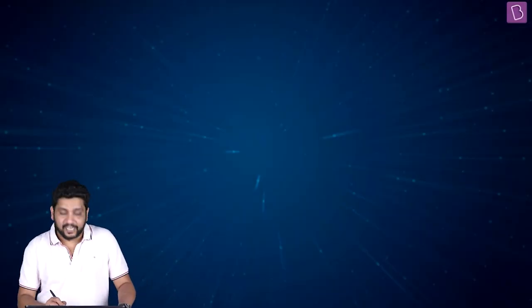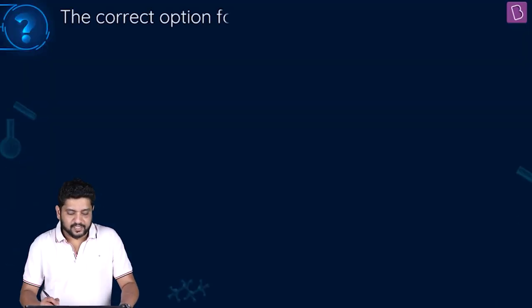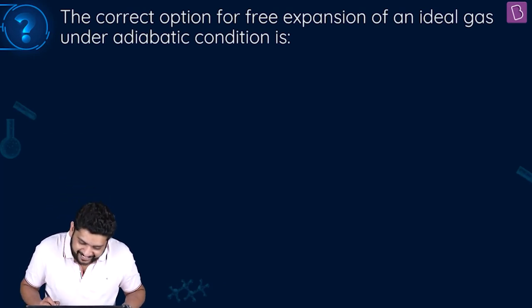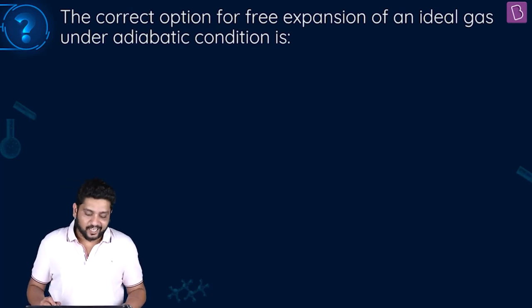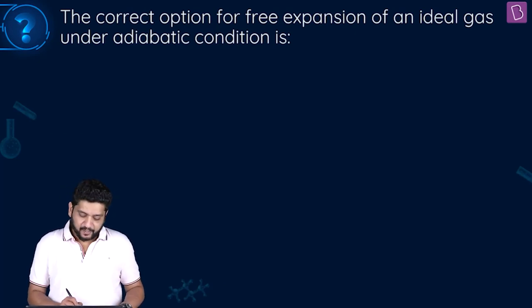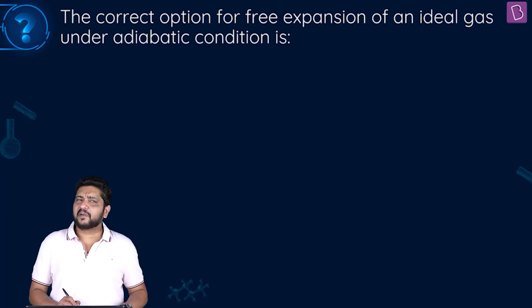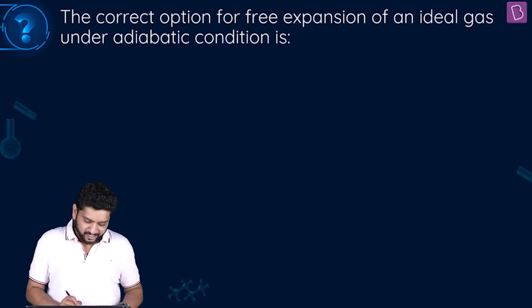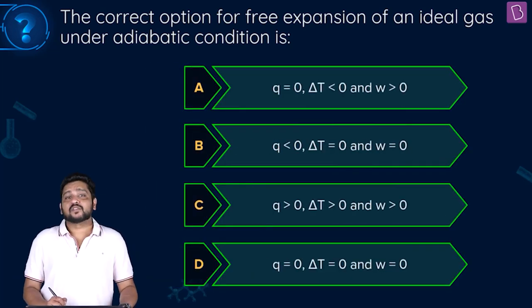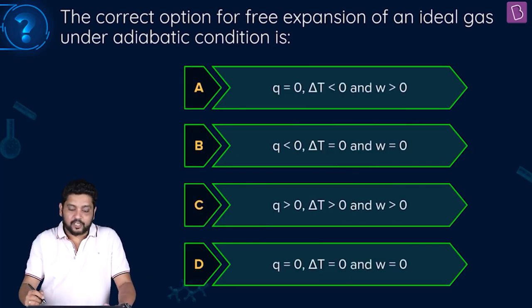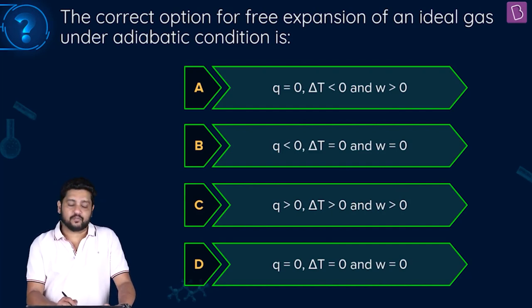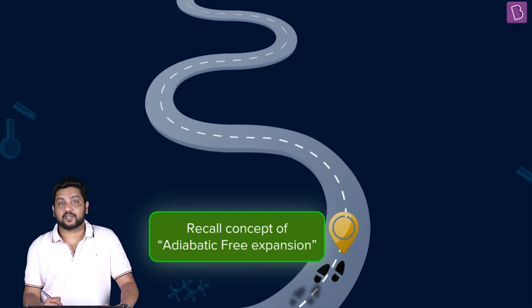Okay, so let's go to the next question now. What does it say? It asks for the correct option for the free expansion of an ideal gas under adiabatic conditions. A very simple question based on adiabatic free expansion, one of the simplest cases where there is no calculation. We have been asked about Q, delta T and W. In all the options, we are discussing heat, work done and change in temperature.